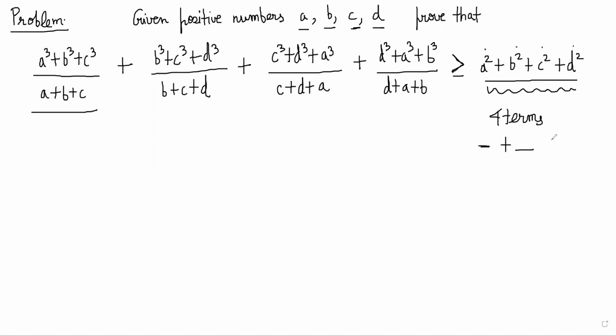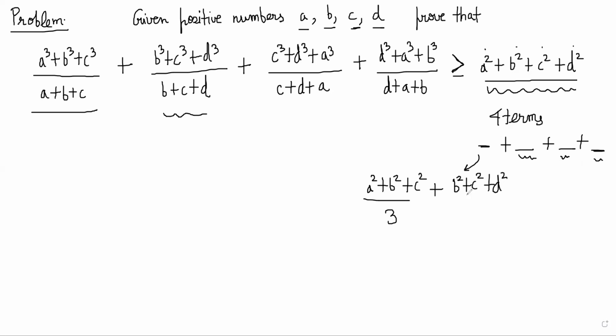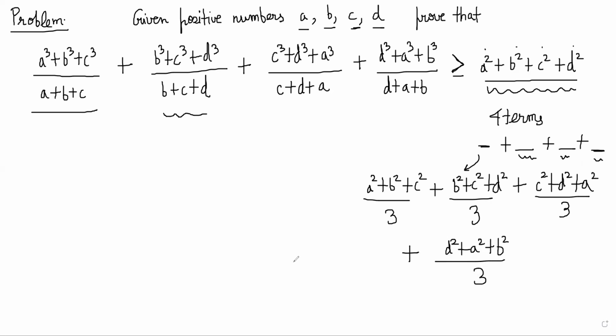So basically, what I want to ultimately do is to prove that this quantity is greater than one term here, and similarly, each of the corresponding quantities is greater than one term here. One way to do that would be to simply write this as (a square plus b square plus c square) by 3, and then you can have (b square plus c square plus d square) by 3, plus (c square plus d square plus a square) by 3, and finally (d square plus a square plus b square) by 3.